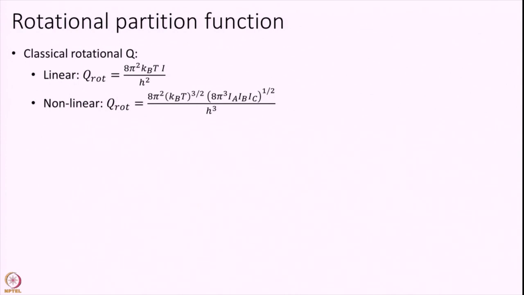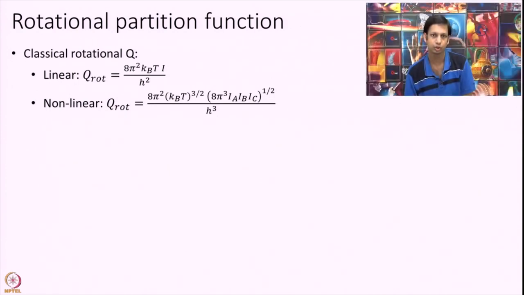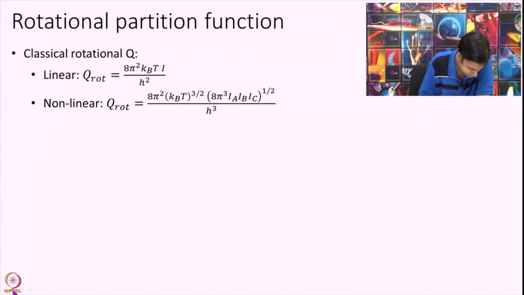Okay. So, now let us look at the rotational partition function. For classical, we had given you two formulas, one for linear and one for non-linear. Right now, I will just derive it for linear, and non-linear is slightly harder. It is not fundamentally harder, it is just computationally harder. Okay, so we are not going to do that derivation, that we will assume to be true. So, we will look at the linear part.